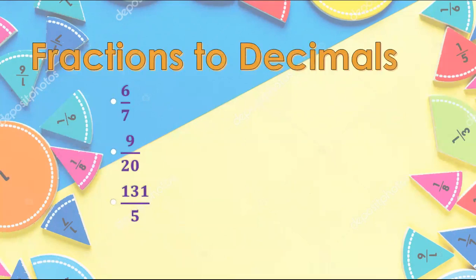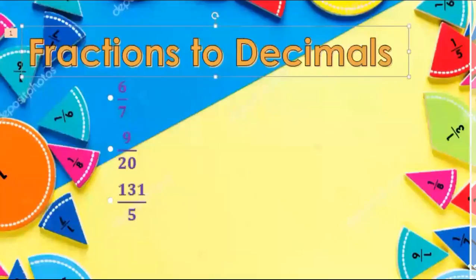Fractions to decimals, these are a few examples. Let's solve them. If we are converting this fraction 6 by 7 to decimal, we first need to put 6 inside the radical sign and 7 outside the radical sign. And then we are going to divide 6 by 7.